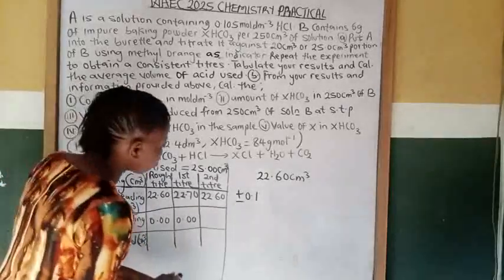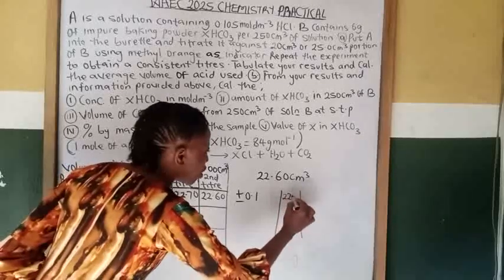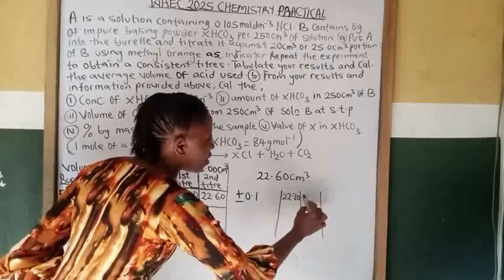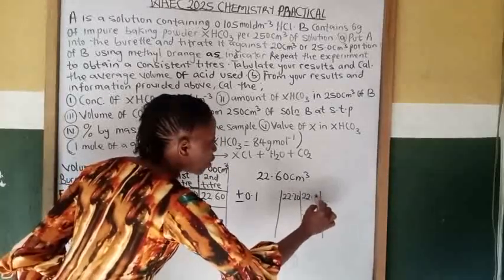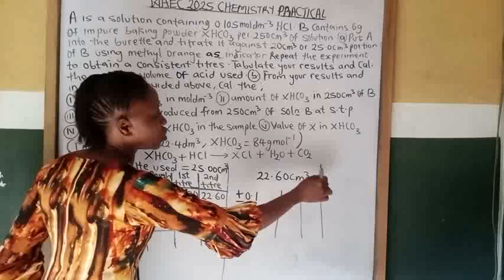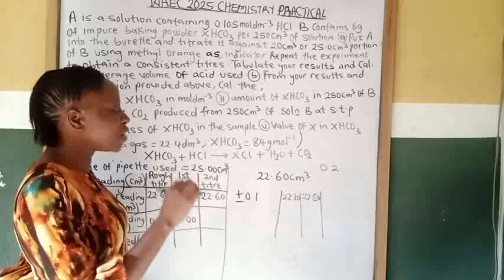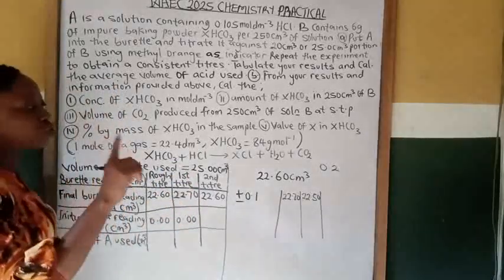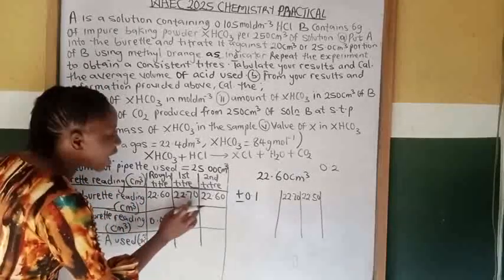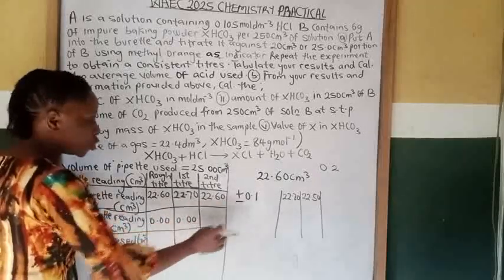But let's assume that your first titer is 22.70 and the second titer is 22.50. Then 22.50 to 22.70 is a difference of 0.2. So your titer values exceed 0.1, and 1 mark will be deducted from your mark. So now I have my concordant titer values. The difference between this first titer value and second titer value is 0.1, which is okay.